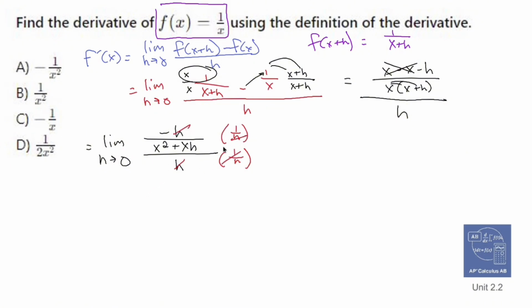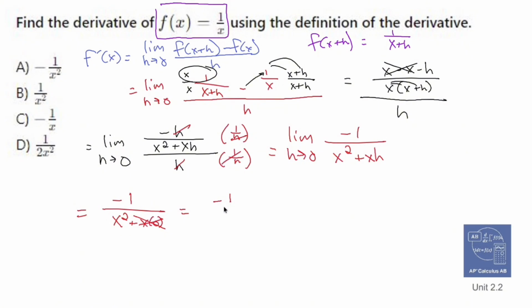That h and that h also cancel out. So that leaves me with the limit as h approaches 0, negative times 1 is negative 1, all over x squared plus xh. Now I'm okay to plug in 0. If I plug in 0, I end up with negative 1 over x squared plus x times 0, which makes that go away. So negative 1 over x squared is going to be my derivative.